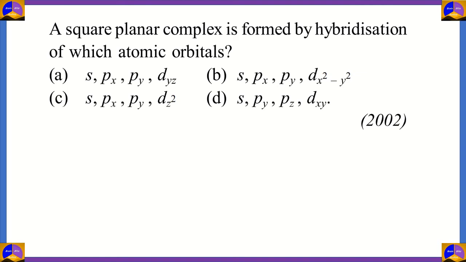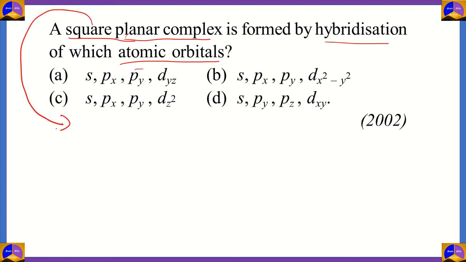Now let's look at this question. A square planar complex is formed by hybridization of which atomic orbitals? So let's look at the hybridization of a square planar complex. A square planar complex is given by the hybridization dsp2. So that means you have an s orbital, and since you have 2 p orbitals, then that will be px and py, because in the order of p orbitals, px is less than py in terms of energy.